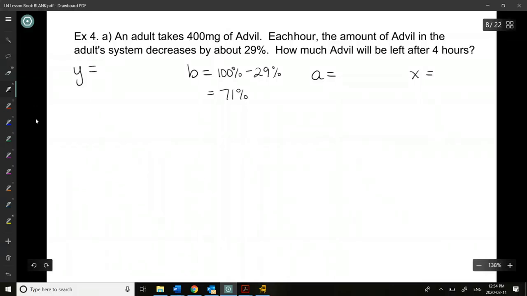Okay, so we get 71%. I'll tell you when you're older. You get 71%, and this becomes 0.71.